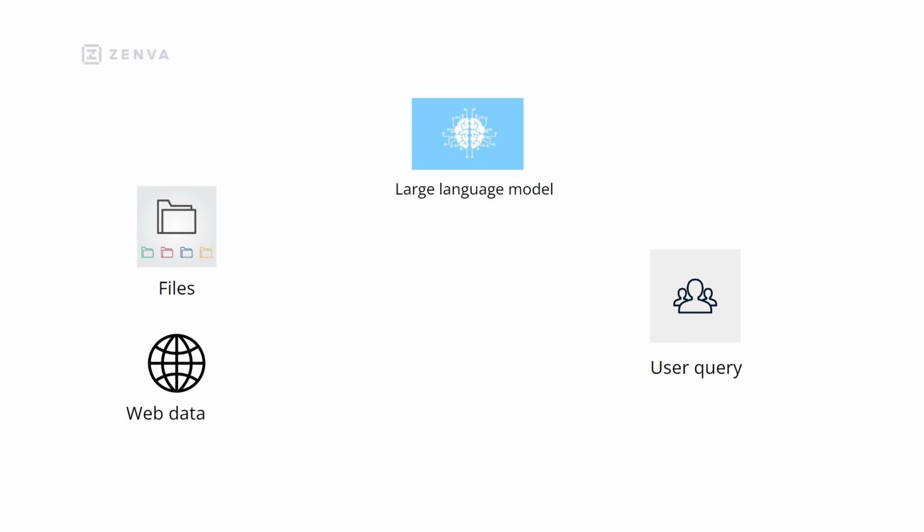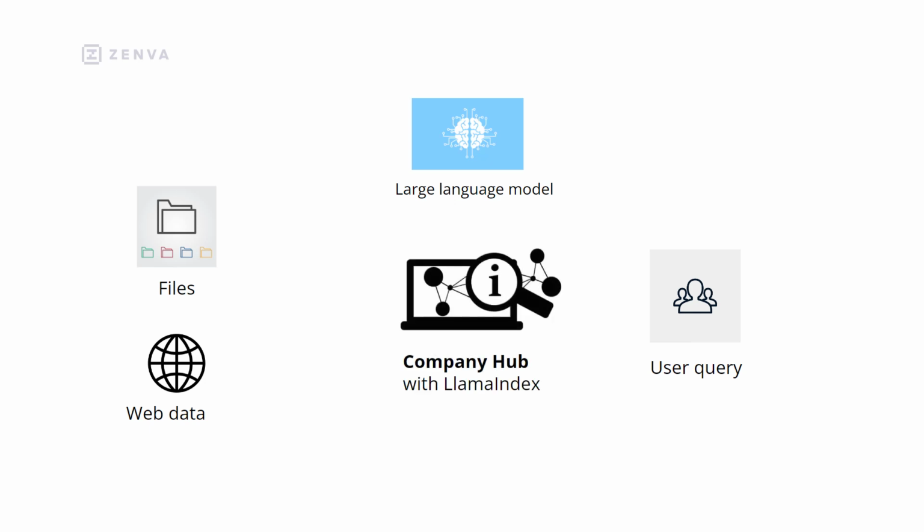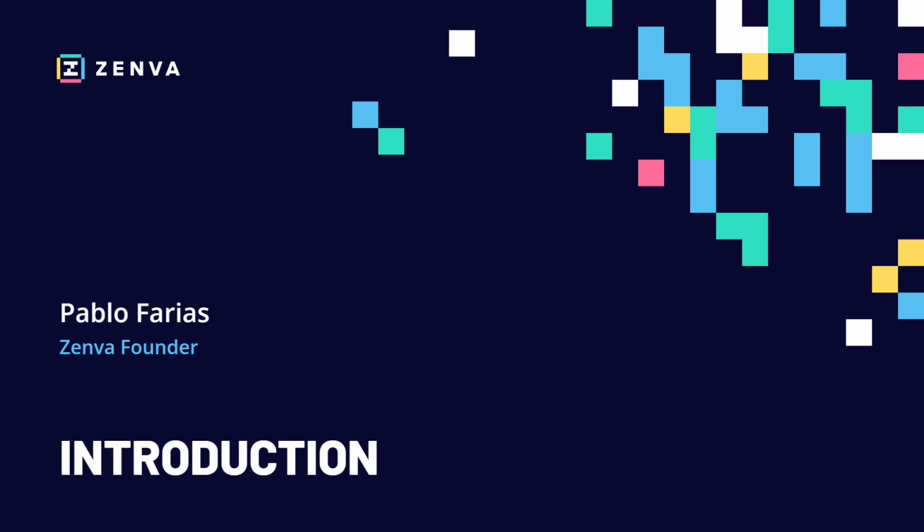So what we'll be building in this course is a company hub using a library called LlamaIndex, which will allow us to query our own data using a large language model. And the way that works is by generating an index from your own data, which will be used by our company hub in order to give you the answers that you want using the full power of large language models.